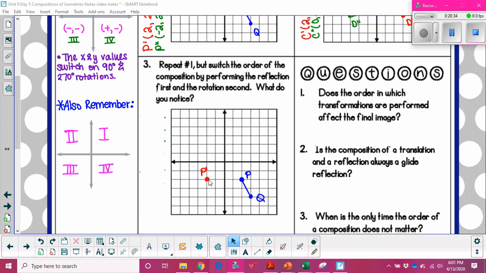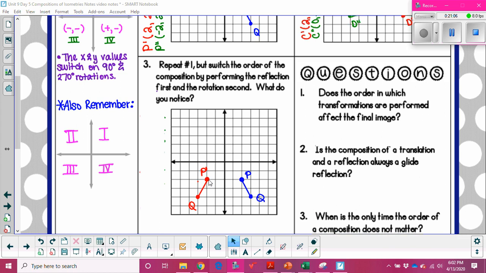And Q, right here, is 3 away from the line of reflection, so you're still going to be 3 away from your line of reflection. So Q prime is going to be at -3, -4. Connect those dots. The next thing we have to do is rotate this 90 degrees counterclockwise.